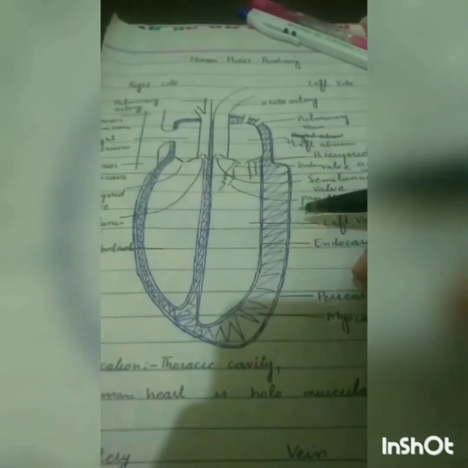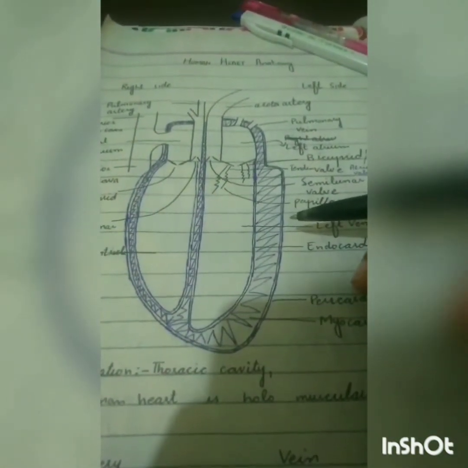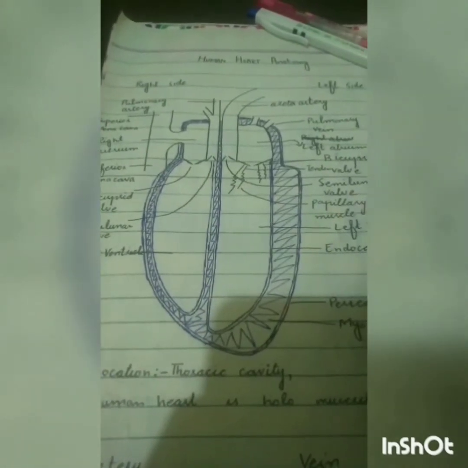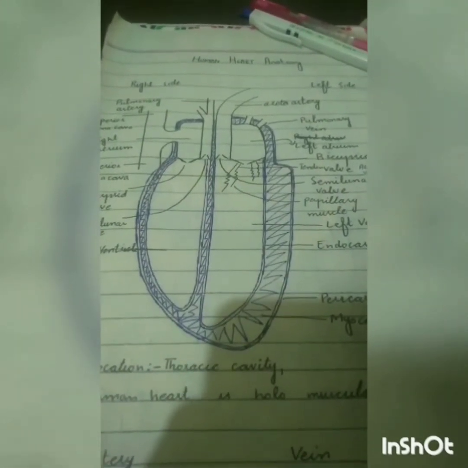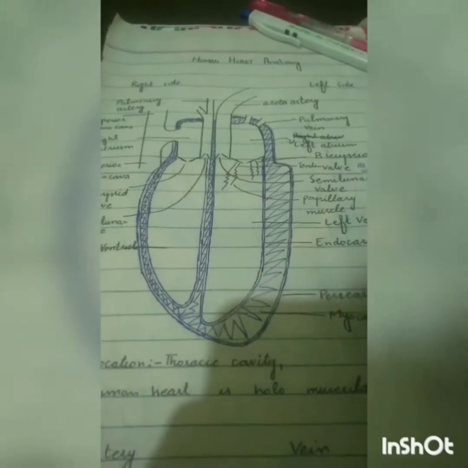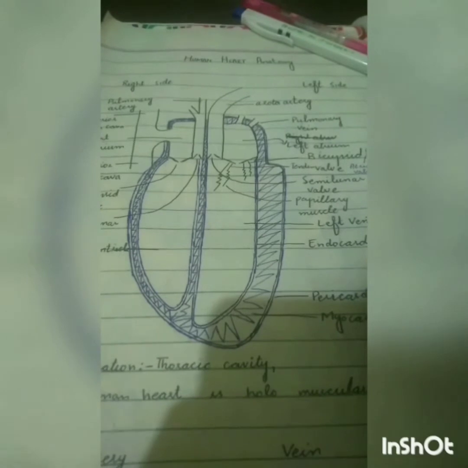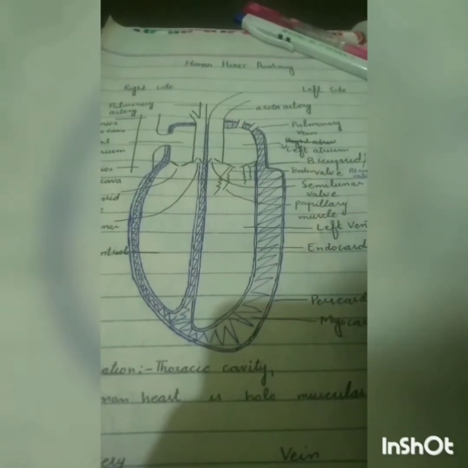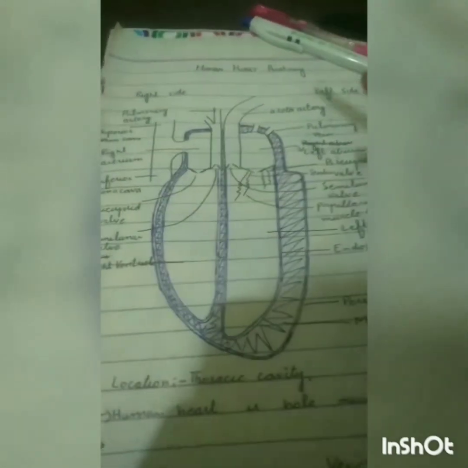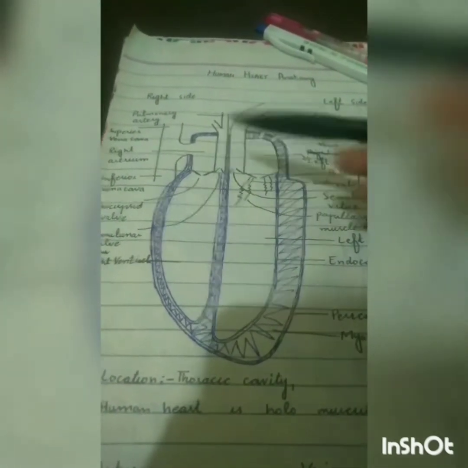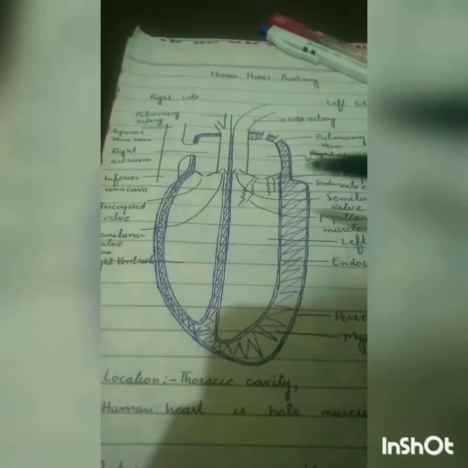The human heart has 4 chambers, 2 upper chambers and 2 bottom chambers. The upper chambers are called atria and the lower chambers are called ventricles. According to their location or position, they are differentiated from each other. So let's suppose this side of the page is the left side of the heart and this side of the page is the right side of the heart.